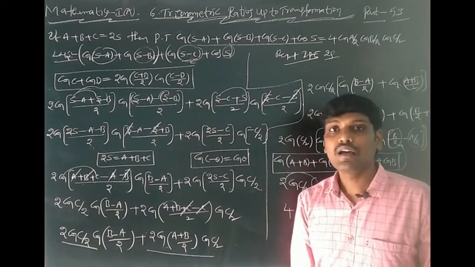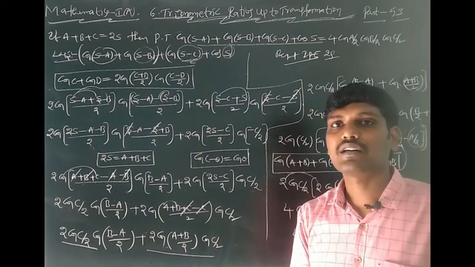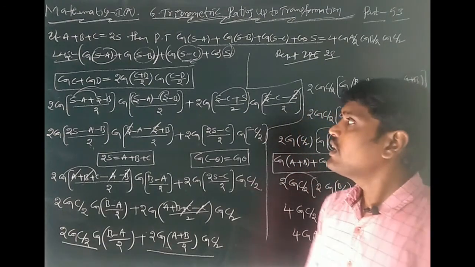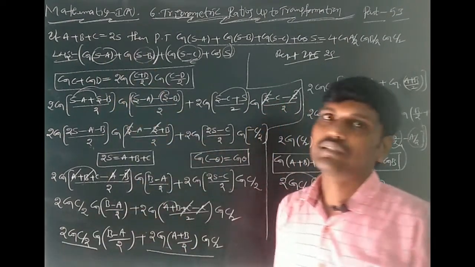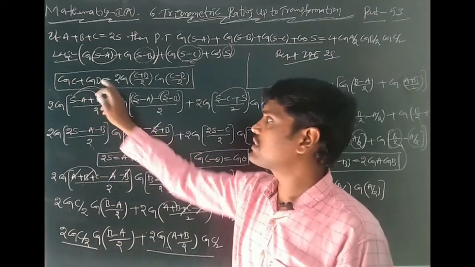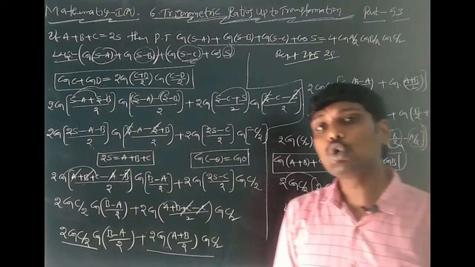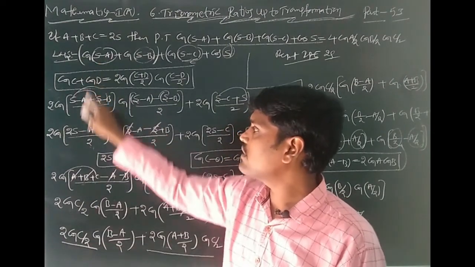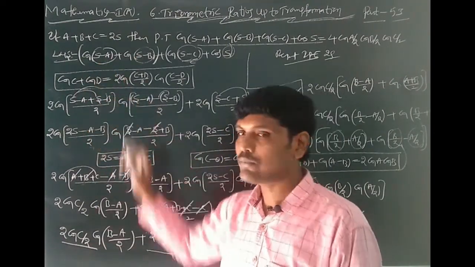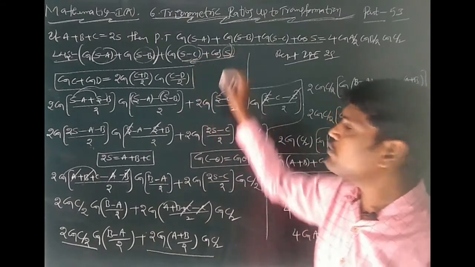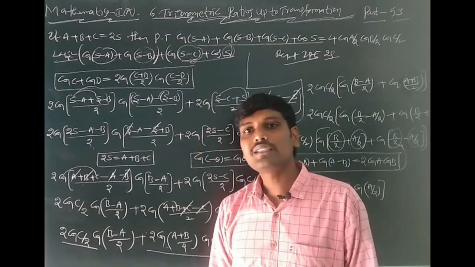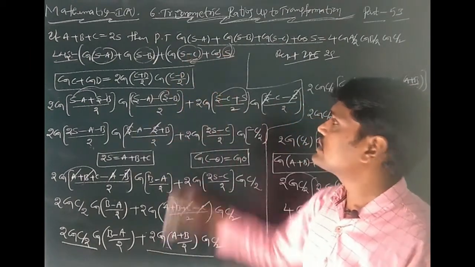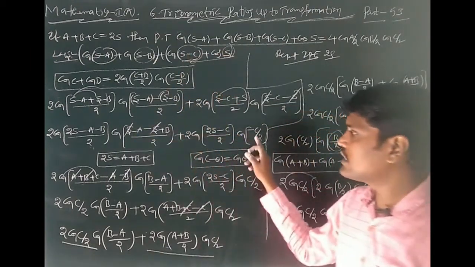This is the LHS part. What is that LHS part? Cos(S minus A) plus cos(S minus B) plus cos(S minus C) plus cos S. Here cos(S minus A) plus cos(S minus B) is in the form cos C plus cos D. What is that formula? 2 cos((C plus D)/2) cos((C minus D)/2). In that formula, C value is S minus A, D value is S minus B. Similarly this also you can write with the same formula, C value is S minus C, D value is S.